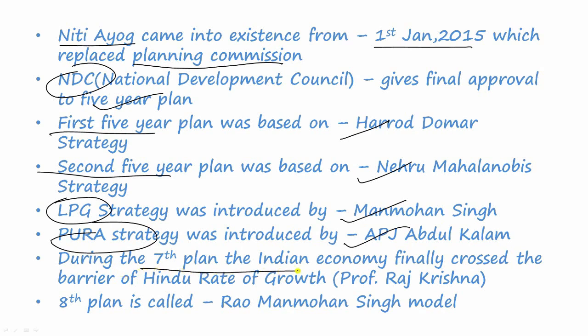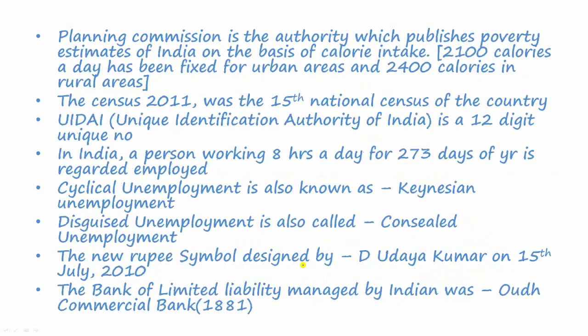During the 7th plan, the Indian economy finally crossed the Hindu rate of growth. Hindu rate of growth is a term which was given by Professor Raj Krishna. 8th plan is also called Rao-Manmohan Singh model. Planning Commission is an authority which publishes poverty estimates of India on the basis of calorie intake. 2100 calories a day has been fixed for urban areas and 2400 calories a day has been fixed for rural areas. The census 2011 was the 15th national census of the country.